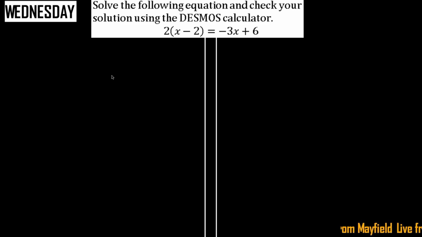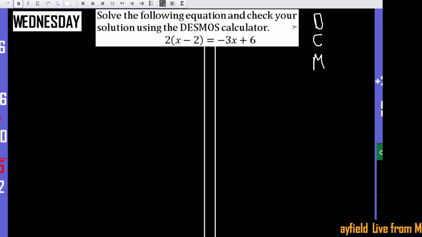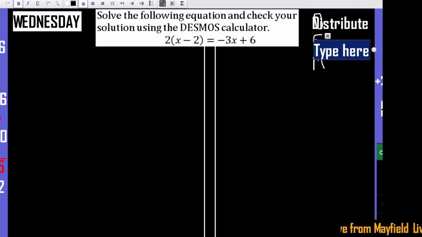Alright, so again, anytime you're faced with an equation, you can bust out those helpful letters for yourself. D, C, M. Again, this means that you distribute. Actually, let me type it in, that way it's a little bit easier to see. So this is distribute. So that's that distributive property.